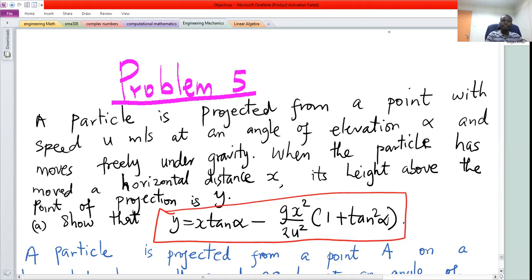Welcome to this session. In this session, we are going to solve a problem on projectile motion. The problem says, a particle is projected from a point with speed u meters per second at an angle of elevation alpha and moves freely under gravity. When the particle has moved a horizontal distance x, its height above the point of projection is y.